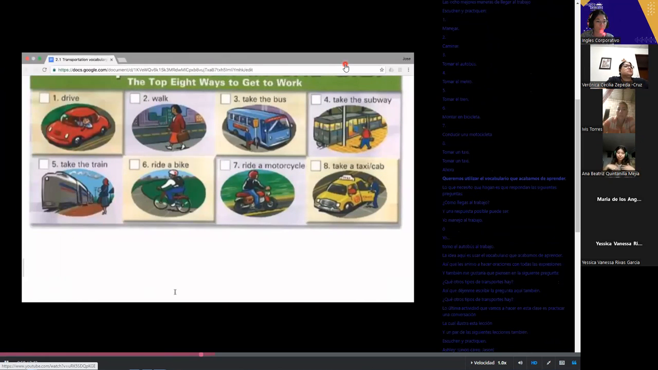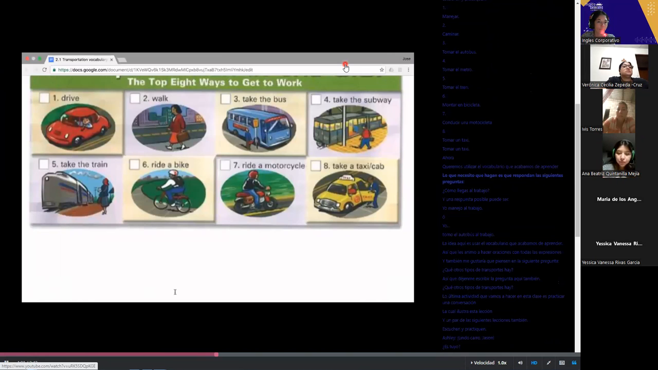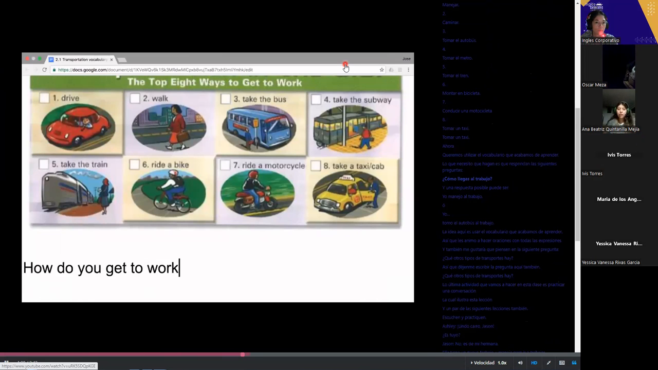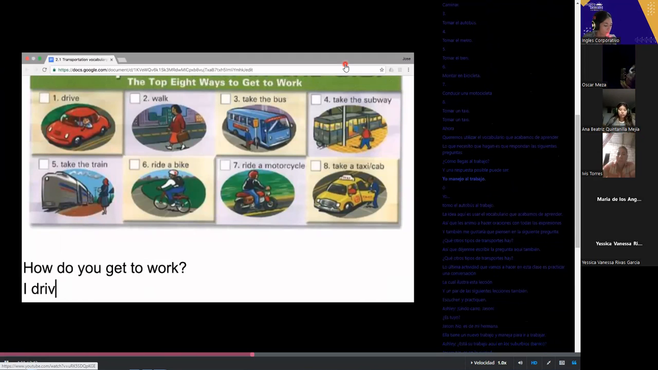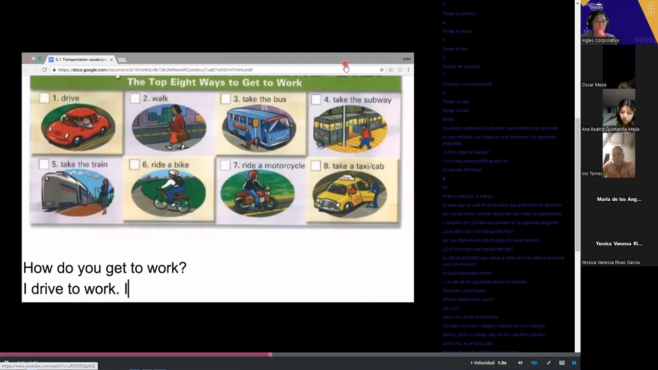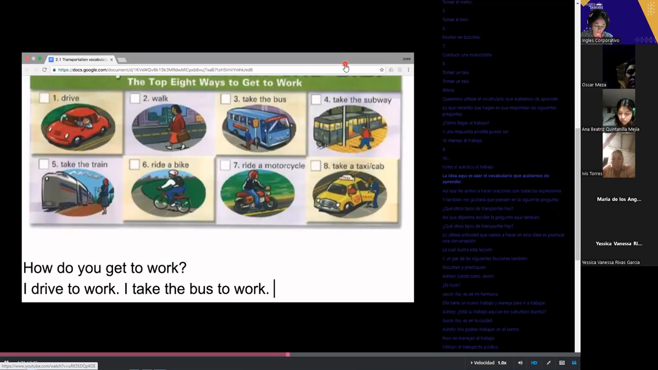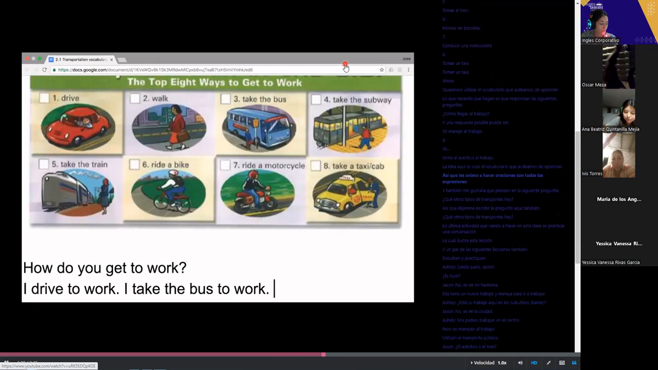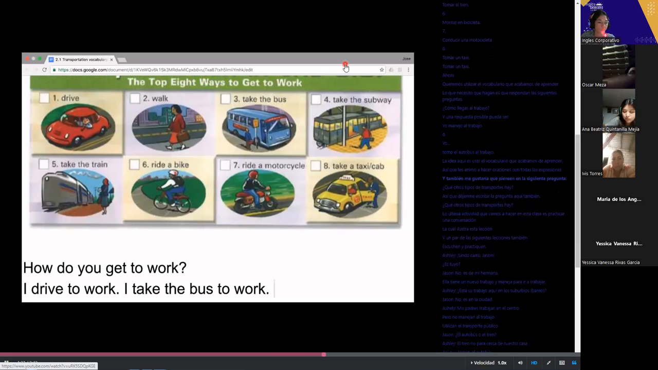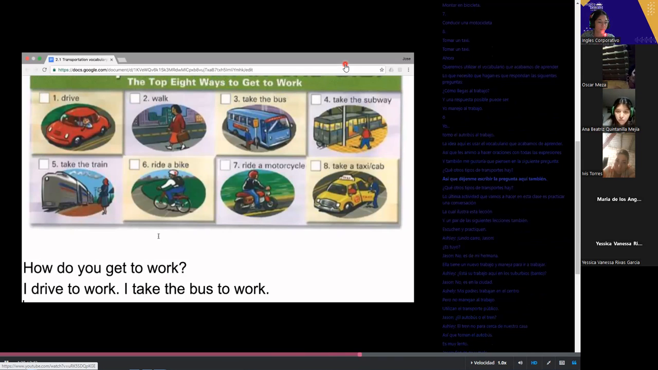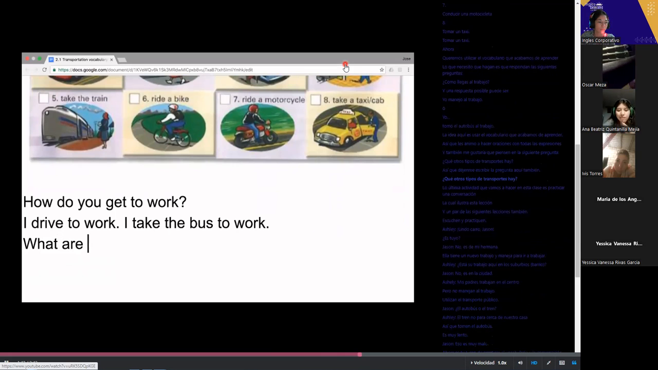Now, we want to use the vocabulary that we just learned. So to do that, I will need for you to answer the following question. How do you get to work? And a possible answer may be, I drive to work. Or I take the bus to work. The idea here is to use the vocabulary that we just learned. So I would encourage you to make sentences with all the expressions. And also, I would like for you to think about the next question as well. What are some other kinds of transportation? So let me write that question here as well. What are some other kinds of transportation?